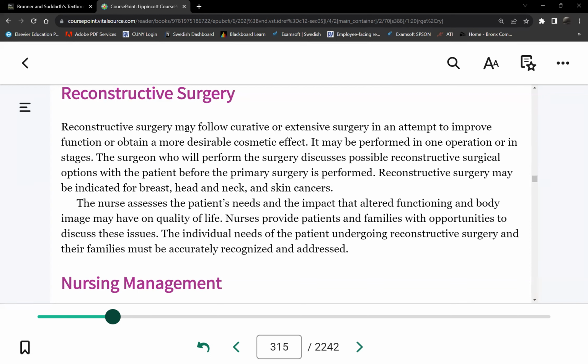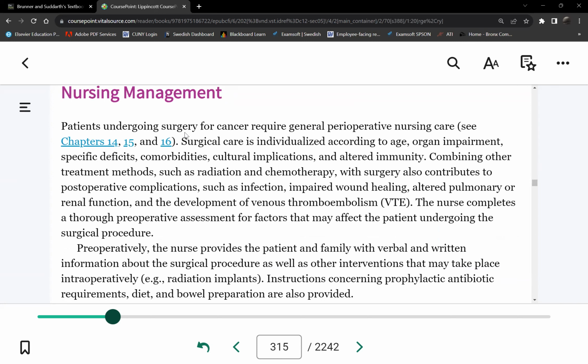So, it's usually not the main surgery, meaning the patient had surgery or surgeries prior to the reconstructive surgery. As far as nursing management, our nursing care here, because the patient underwent surgery, is it really different from pre and post-op care? General pre and post-op care, is it any different? No, it's the same. Okay, the same. So we already finished post-op care.